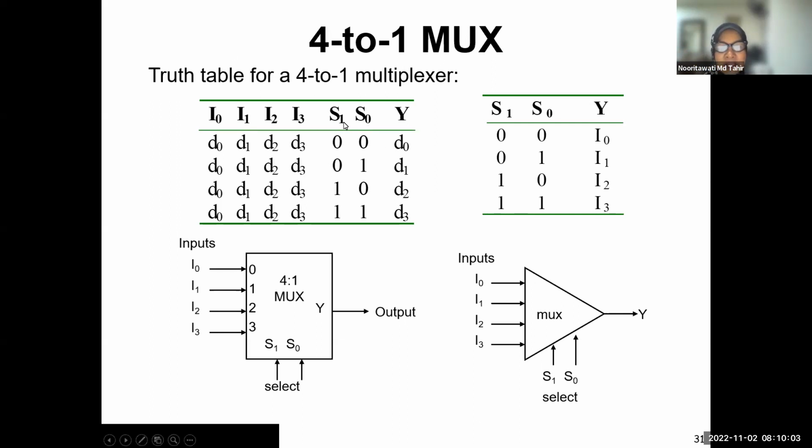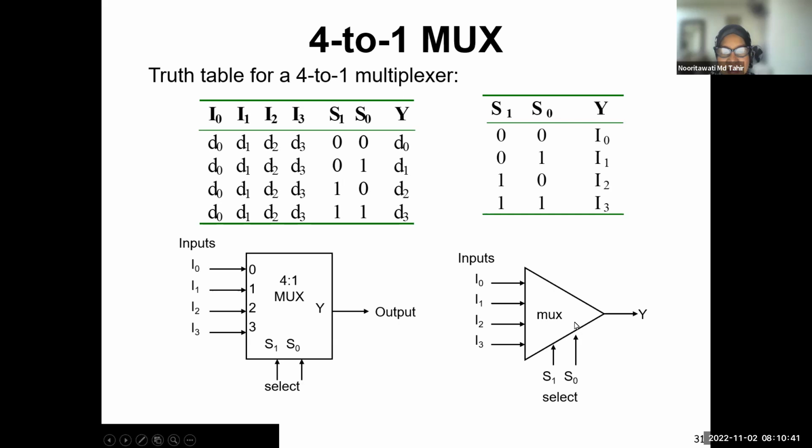So S1, S0 are the select switches. Input 0, input 1, input 2, input 3 are the inputs, and Y is the output. The select switch will determine which input will be sent to the output. If we have 4 inputs, then the select switches number 2, because 2 to the power of 2 is equal to 4. We need the select switches to be able to select all the possible inputs to be sent to the output. The select switches are down here.